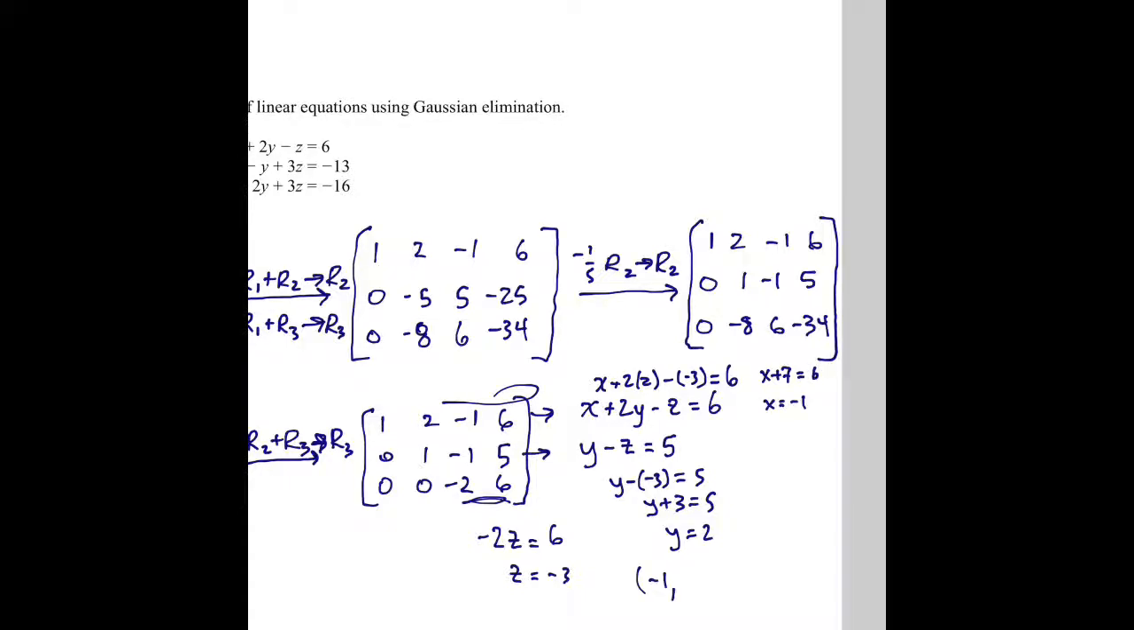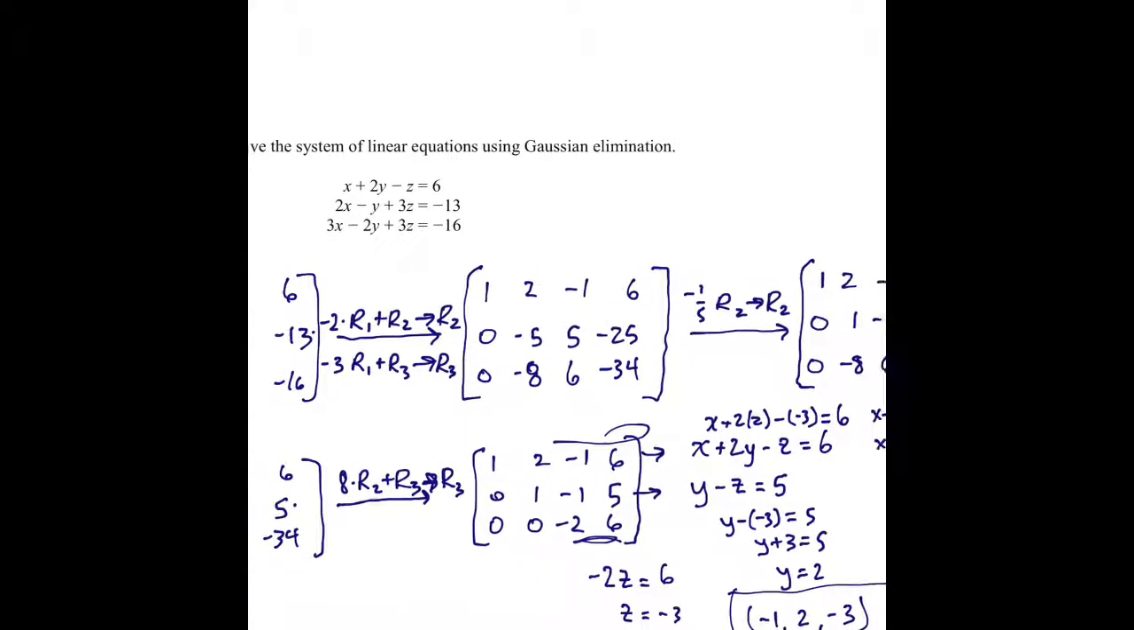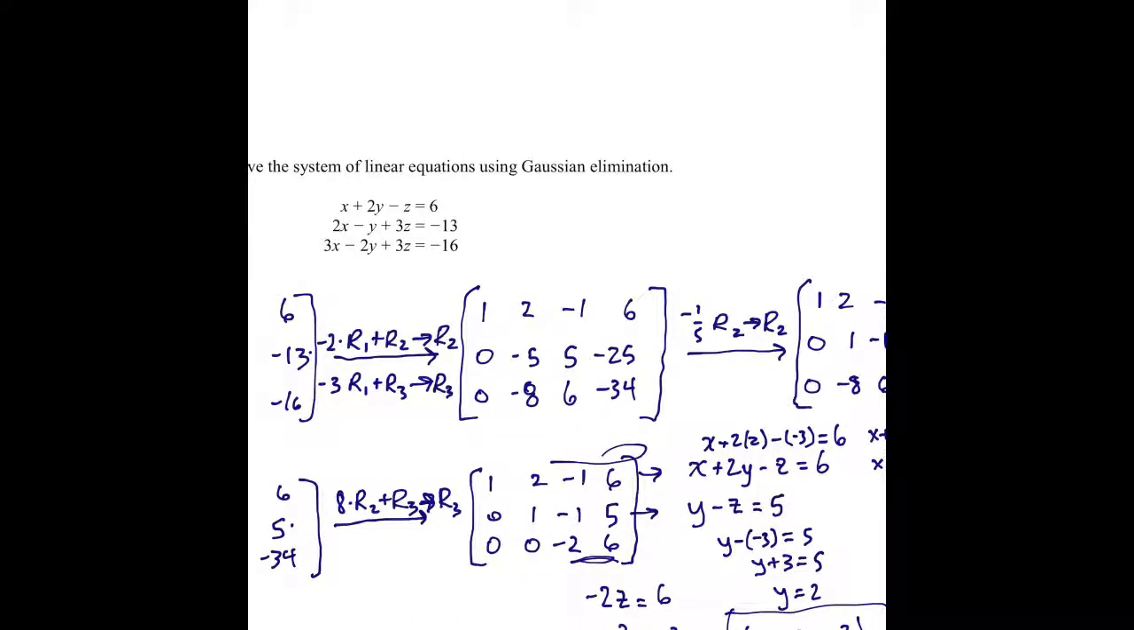So negative 1 comma 2 comma negative 3. And always, always, always with problems like this, check your work. If x is negative 1 and y is 2 and z is negative 3, minus negative 3 becomes plus 3, then that equals 6.